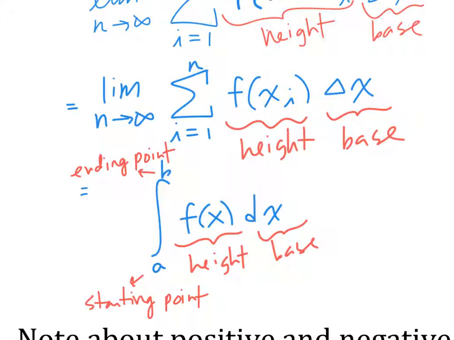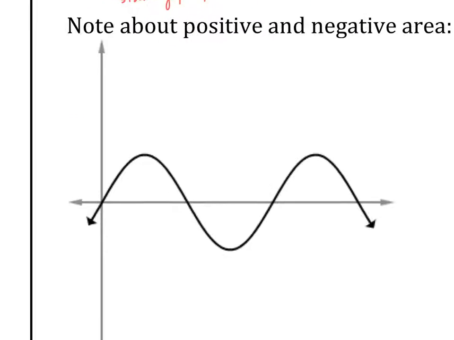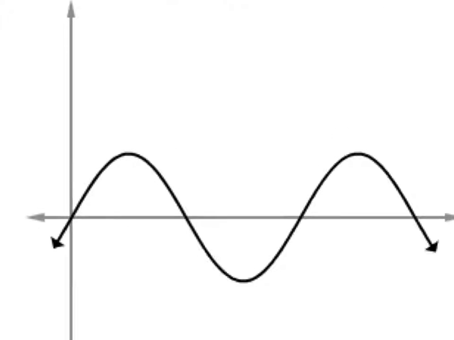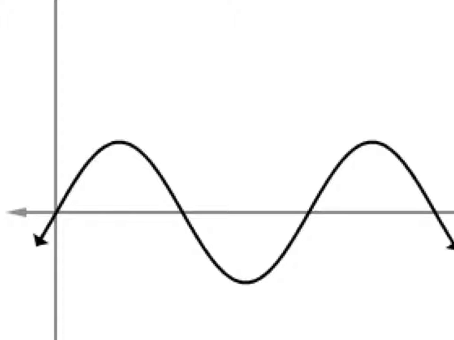Okay, now let's talk about area. So integral means area under the curve. Area under the curve. When we have something like this, area under the curve, if it is above the x-axis, this is all positive area.